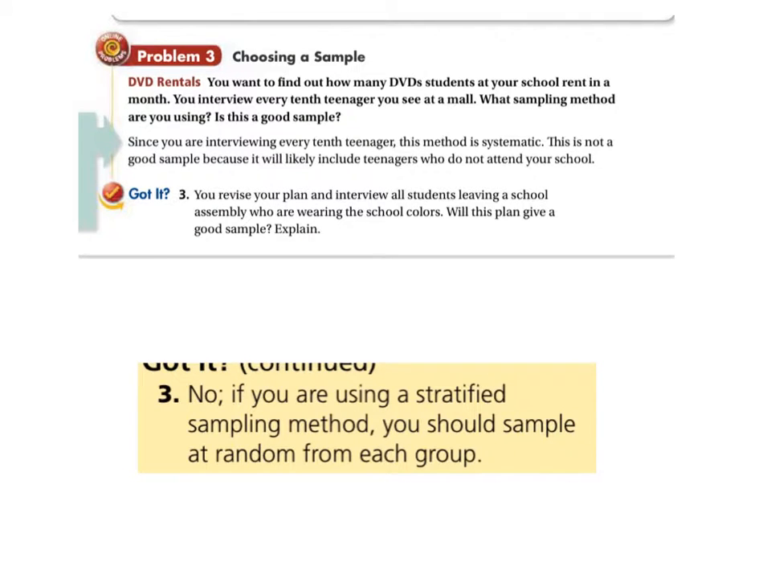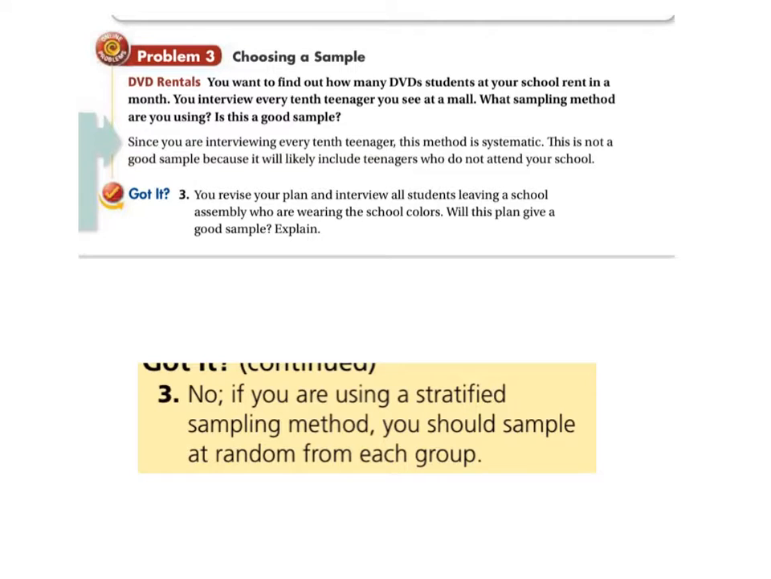Choosing a sample, it says DVD rentals. You want to find out how many DVDs students at your school rent in a month. You interview every 10th teenager you see at a mall. What sampling method are you using? Is it a good sample? Since you're interviewing every 10th, that's your systematic. That's pretty straightforward. Sounds good. But again, it may not be a good sample because it will likely include teenagers who do not attend your school. If you're only looking for kids at your school, you might get kids that go to another school, because we have two more middle schools, or in Omaha or wherever, depending on where you're at.